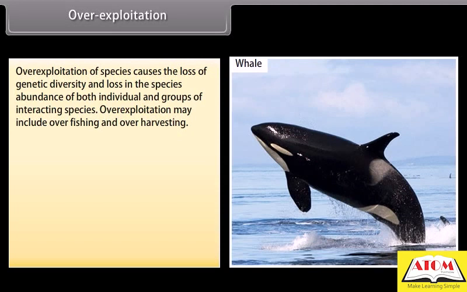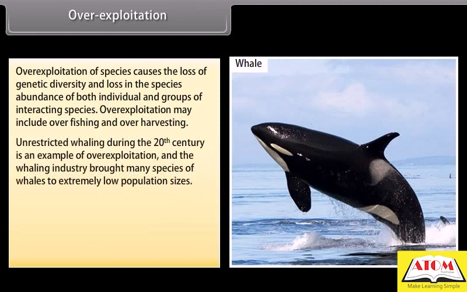Overexploitation. Overexploitation of species causes the loss of genetic diversity and loss in the species' abundance of both individual and groups of interacting species. Overexploitation may include overfishing and overharvesting.